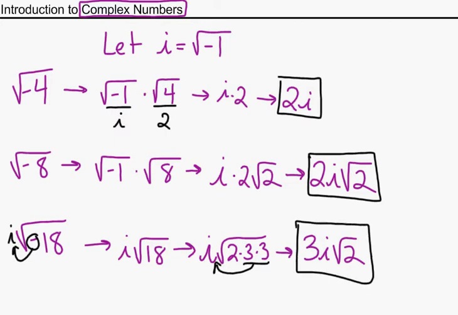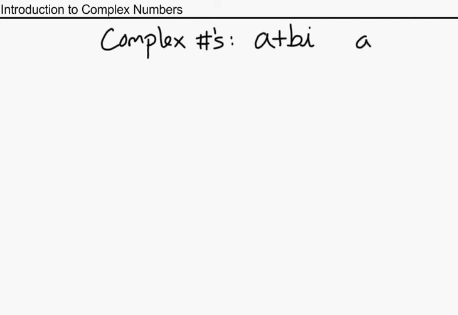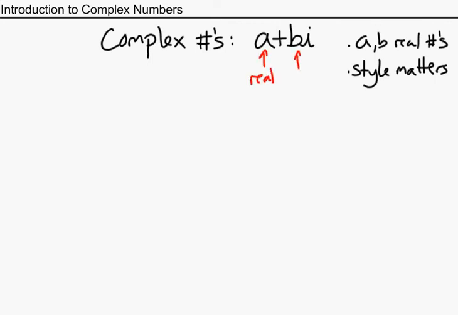The place that we use these imaginary quantities is whenever we start using complex numbers. And complex numbers are any number of the form a plus bi, where a and b are real numbers, all the numbers that we've always used. And the other stipulation here is that style matters. In other words, I want the purely real part to come first and the imaginary part to come second.